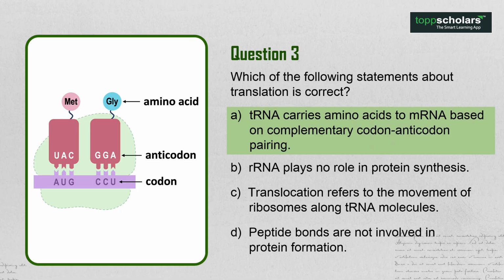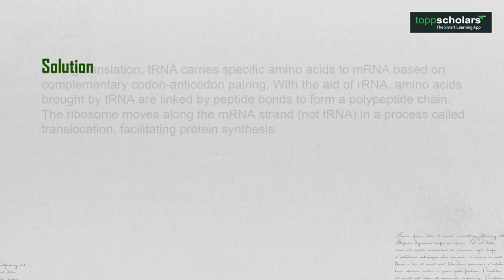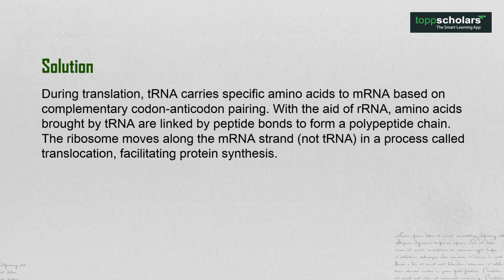tRNA carries amino acids to mRNA based on complementary codon-anticodon pairing. Solution. During translation, tRNA carries specific amino acids to mRNA based on complementary codon-anticodon pairing. With the aid of rRNA, amino acids brought by tRNA are linked by peptide bonds to form a polypeptide chain. The ribosomes move along the mRNA strand, not tRNA, in a process called translocation, facilitating protein synthesis.